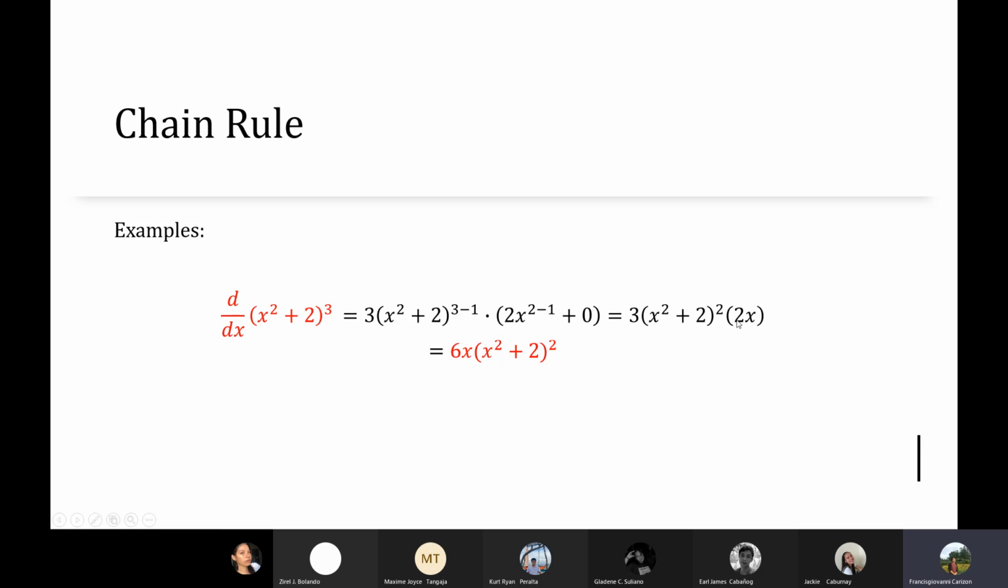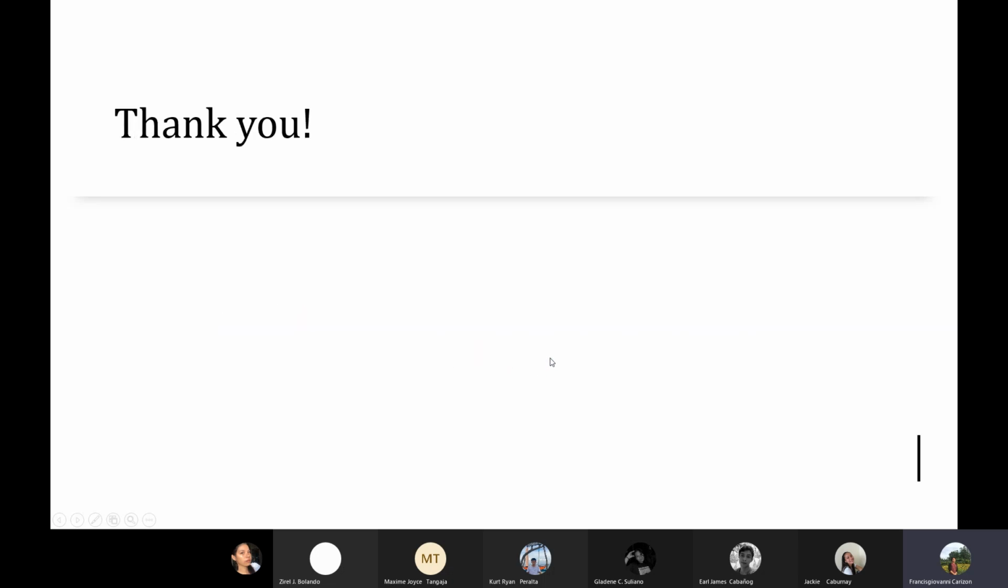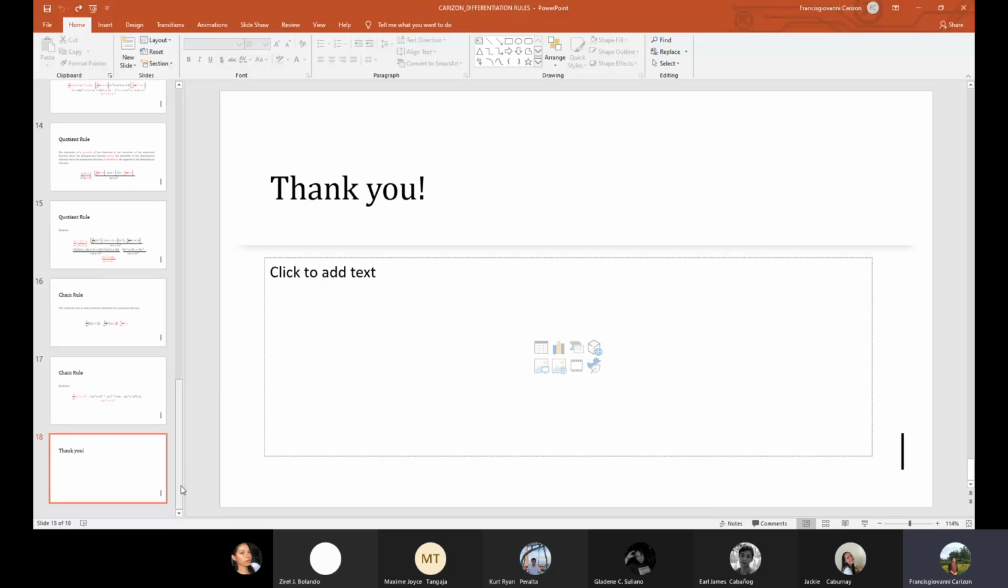So simplify ang kani nga part, 2x, and then kani pod i-simplify. So kana 3 times the quantity x squared plus 2 raised to the power of 2 times 2x, kay kani times 2x times 3, 6x times the quantity x squared plus 2 raised to the power of 2. I think that's all sa akoa. Any question sa gi-discuss, or paspas ra kayo?